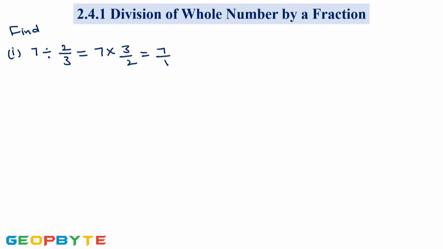7 by 1 into 3 by 2, which is equal to, so these two are fractions, so we need to apply multiplication of a fraction by a fraction. So product of numerators, 7 into 3, by product of denominators, that is 1 into 2, which is equal to 7 3s are 21 by 1 2 is a 2. So the result of 7 divided by 2 by 3 is 21 by 2.